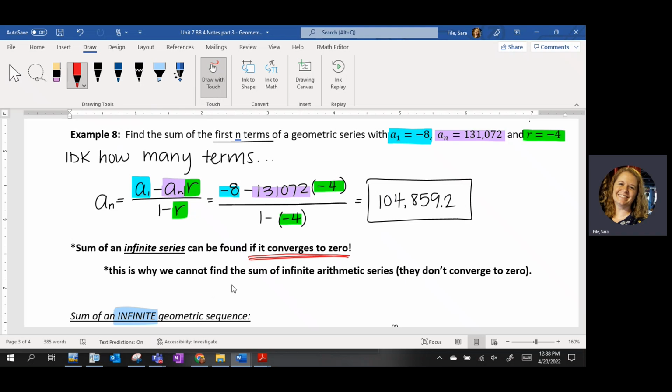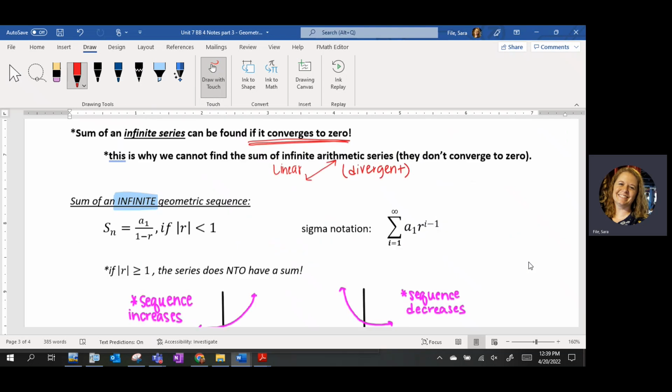That's why the linear functions, arithmetic series were linear, like this. Those were divergent. They did not converge on 0. Those were divergent because they were linear. So they didn't converge on 0. They had no limit. So we could not find the sum of the infinite arithmetic series. But geometric series are exponential.